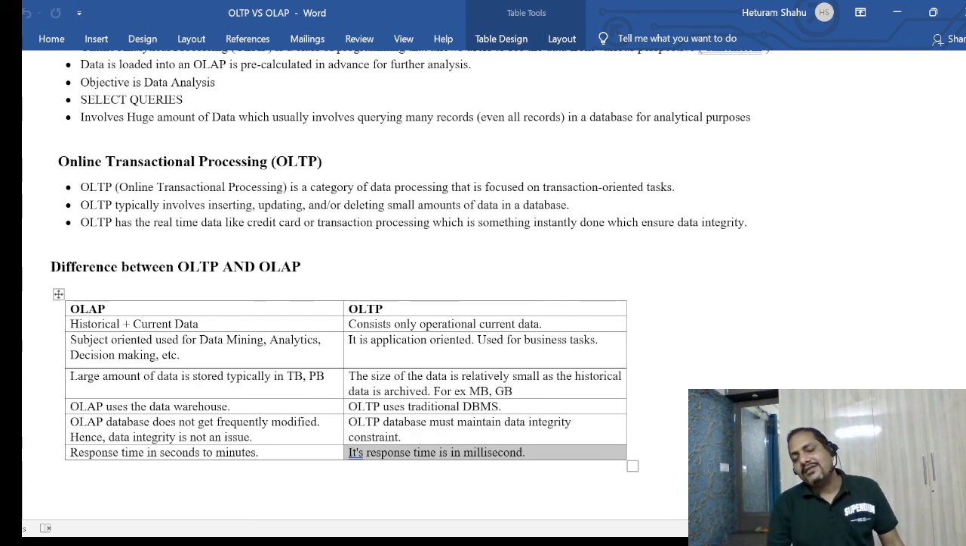Now the last bit is that OLTP response time is in milliseconds. Why? Because it is for individual records, right? For example, I am a customer, I go to the bank and I withdraw some money. What will the bank do? Just do a subtraction and update that value, the balance amount in the database, right? So it will happen in milliseconds because it's just an update. But here it will take time because we are generating the report and running the SQL query. So this is typically the difference between OLTP and OLAP systems, guys.